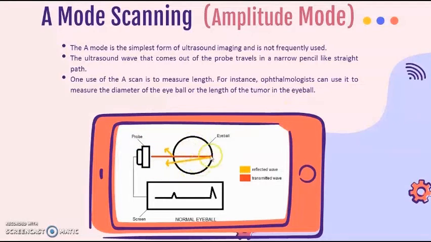We have a normal eyeball here. And what we are going to do now is draw the graph that will appear on the screen, but I already drew the graph. Okay, so how are we getting this kind of graph?